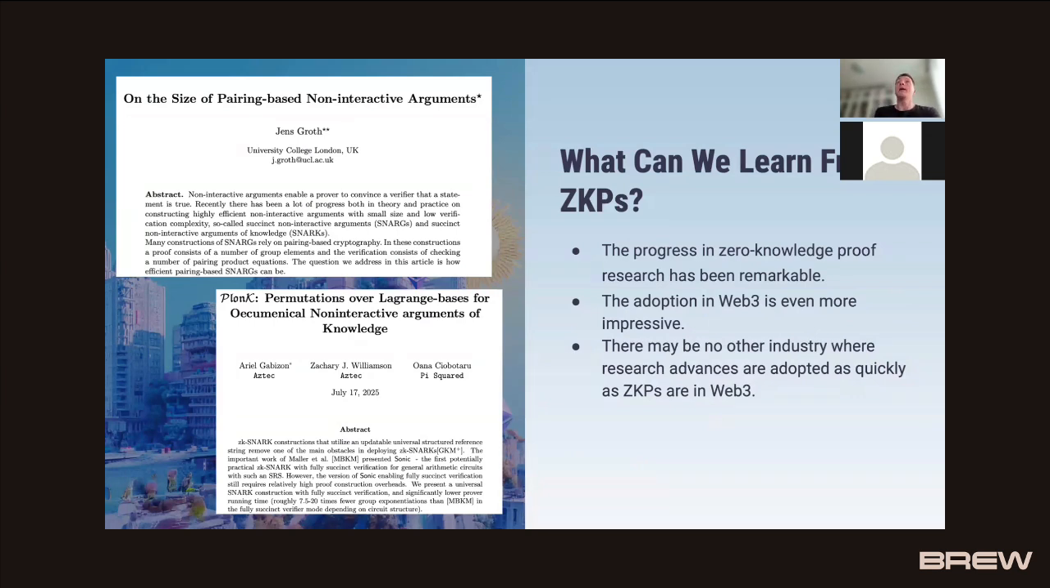So I was thinking, what are the things that perhaps we can learn from zero knowledge proofs to speed up the adoption of FHE? Because zero knowledge proofs are really the best thing in Web3. The progress of the research of zero knowledge proofs has been really remarkable. But what's even more impressive is the speed of adoption in Web3 of zero knowledge proofs. I think there may be no other industry where research advances are adopted as quickly as zero knowledge proofs are in Web3. Just think of, for example, Groth16 and Plonk.